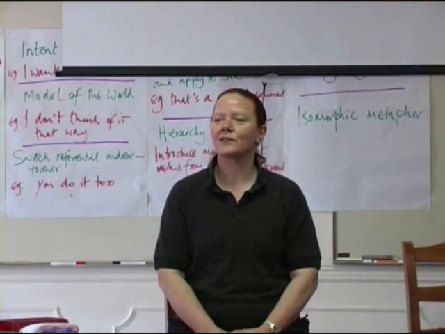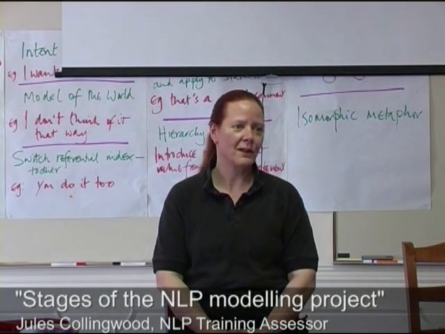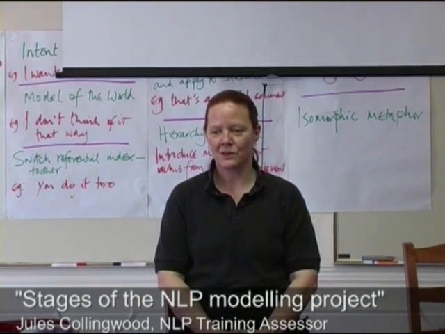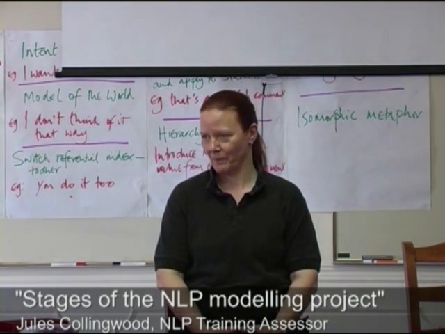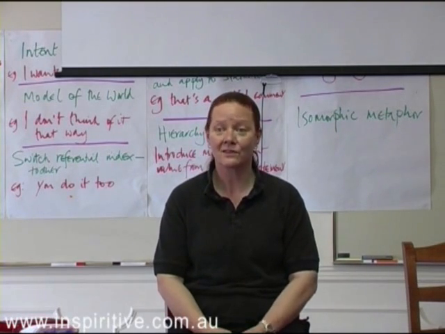A modelling project has 5 stages, as listed in Whispering in the Wind. First you have to find a model, and it is assumed, actually I think it's stated explicitly, that the model shall be an exemplar, they shall be excellent, because if you don't choose somebody who is excellent, it's a waste of time.